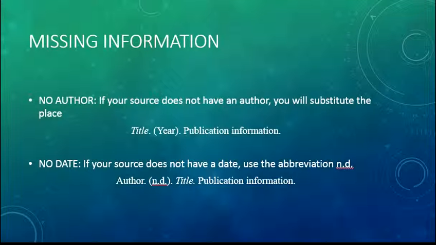Now, if you don't have a date, you will include something in that space because the date is very important in APA style because they are very concerned with whether something is relevant and whether it's current or whether the information is outdated. Okay, so you can see here we still have our author, and then instead of the year, we just have the letters N period D period, which stands for no date. And then you can put your title and your publication information in.